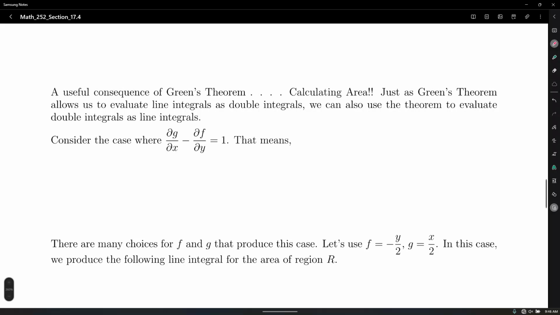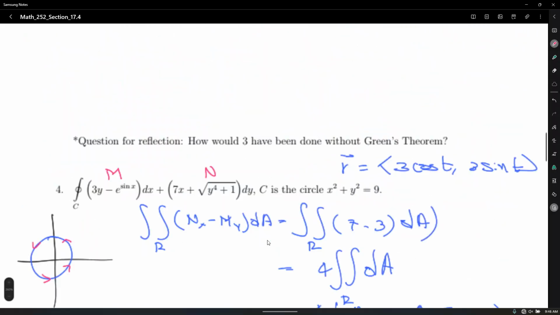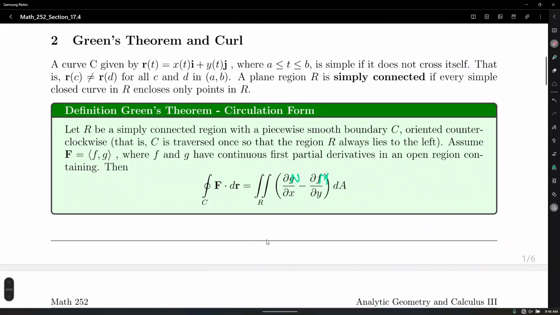Another way to use Green's theorem is to find area. Let me go back to the definition of Green's theorem. What are we doing when using Green's theorem? We are evaluating a line integral by evaluating a double integral over a planar region. But the question here is, under which circumstances does this double integral calculate area?